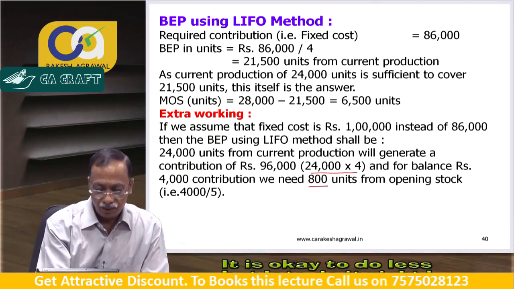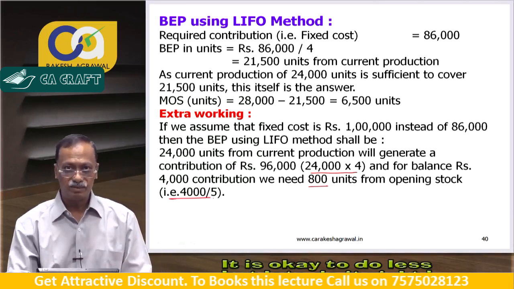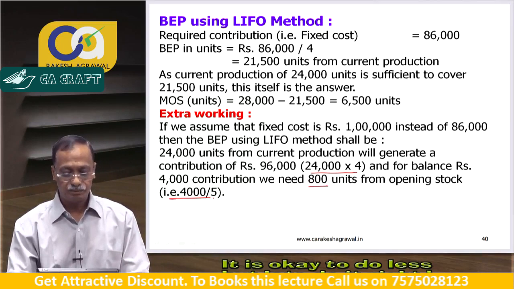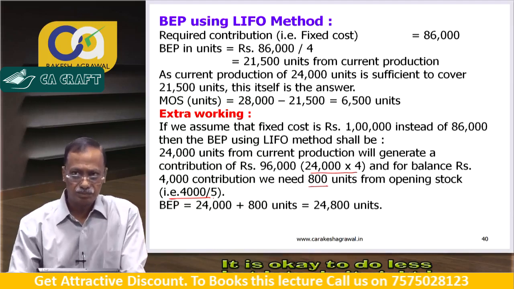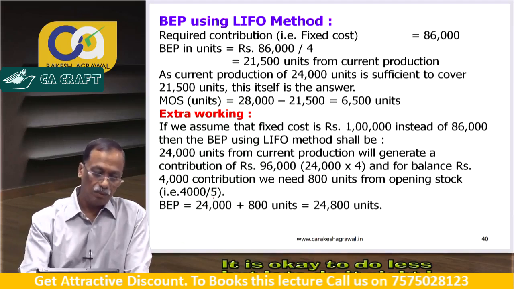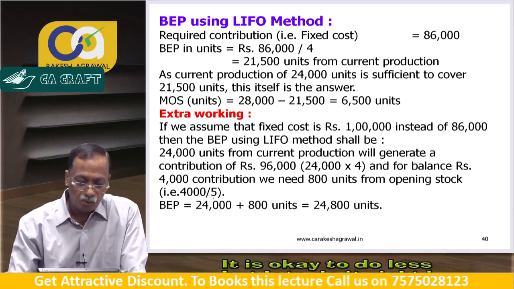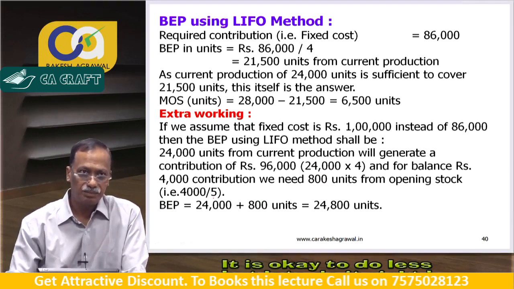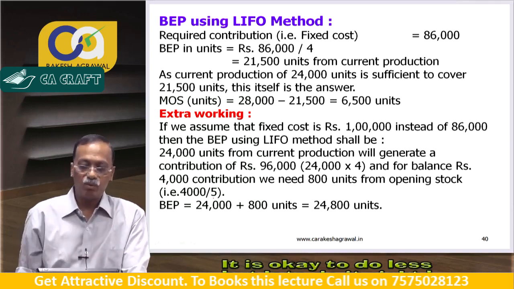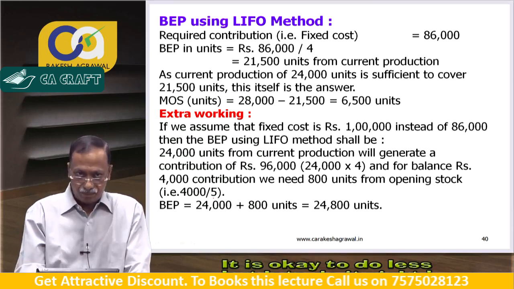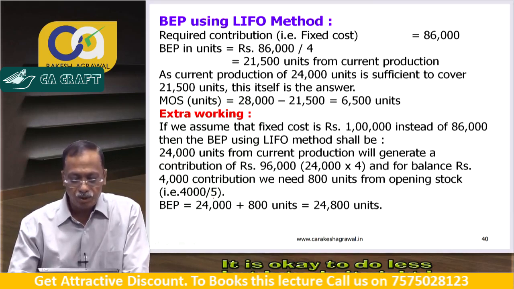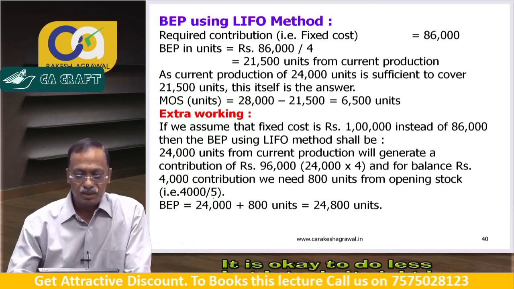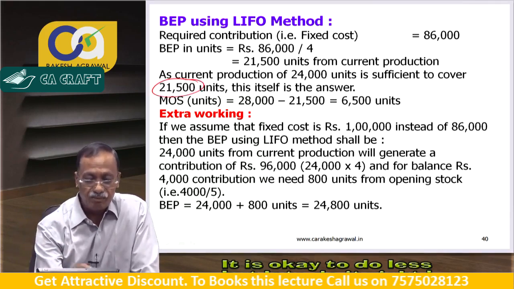And how is this 800 calculated? In the bracket write down, that is 4,000 divided by 5. Next line, BP is equal to 24,000 plus 800 units, which is equal to 24,800 units. Okay. Done. So this was the extra answer. Actually, our answer was 21,500, which we got in one stroke only.